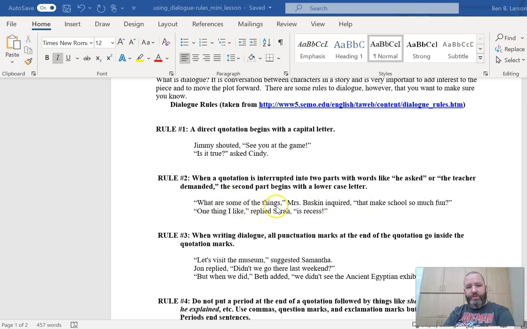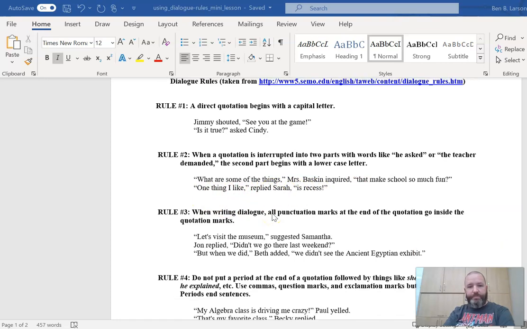So it says, "What are some things," comma, quotation mark, Mrs. Baskin inquired, comma, quotation mark, "that make school so much fun?" You'll notice that this is not capitalized. "One thing I like," replied Sarah, "is recess." So notice again, not capitalized when you put the dialogue tag in the middle.